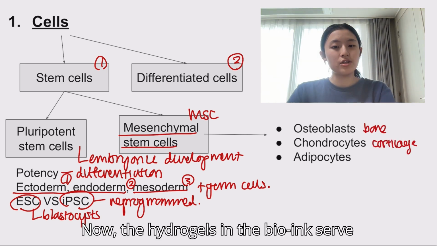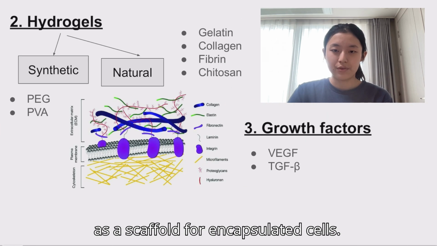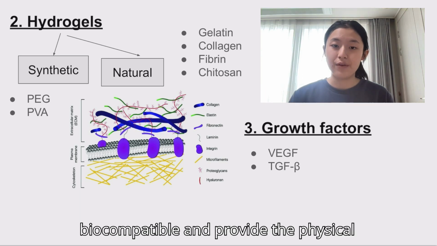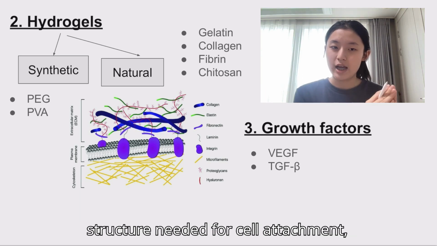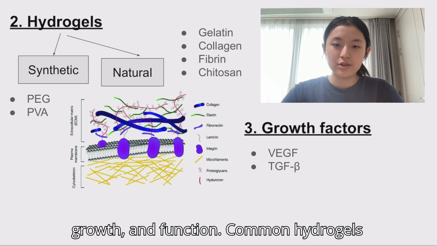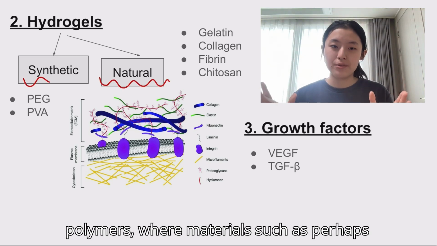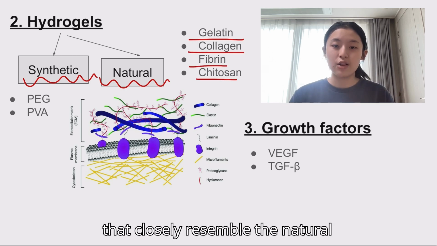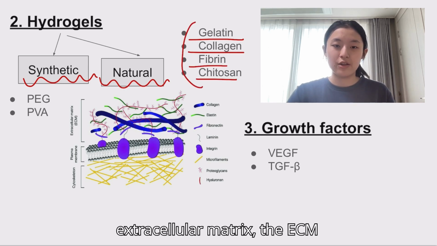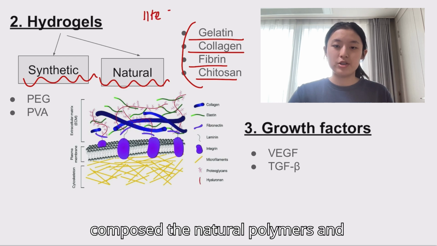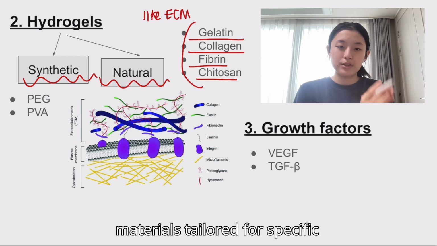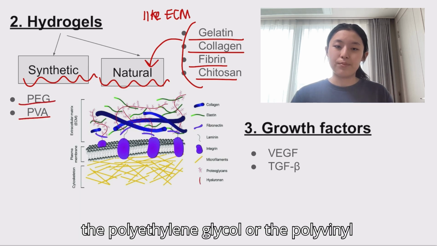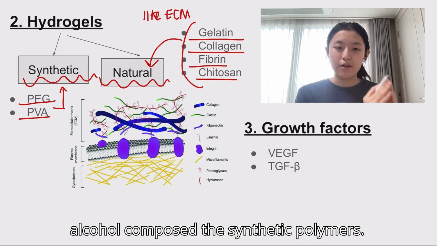Now, the hydrogels in the bioink serve as a scaffold for encapsulated cells. These hydrogels are typically biocompatible and provide the physical structure needed for cell attachment, growth, and function. Common hydrogels can be divided into natural and synthetic polymers. Materials such as gelatin, collagen, fibrin, or chitosan, which closely resemble the natural extracellular matrix, the ECM, compose the natural polymers, and materials tailored for specific mechanical and degradation properties, such as polyethylene glycol or polyvinyl alcohol, compose the synthetic polymers.